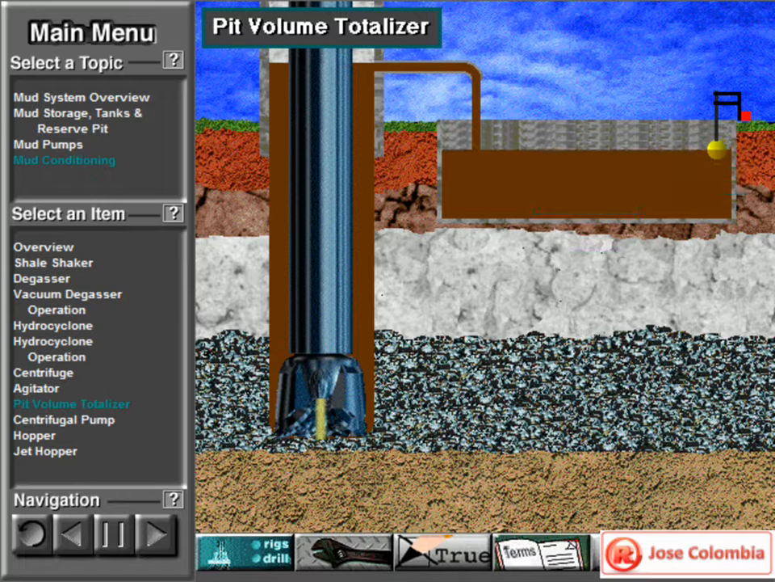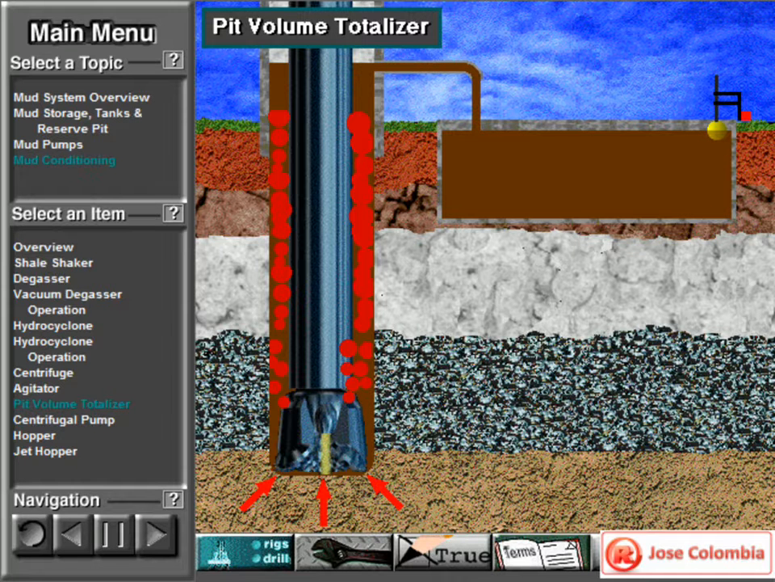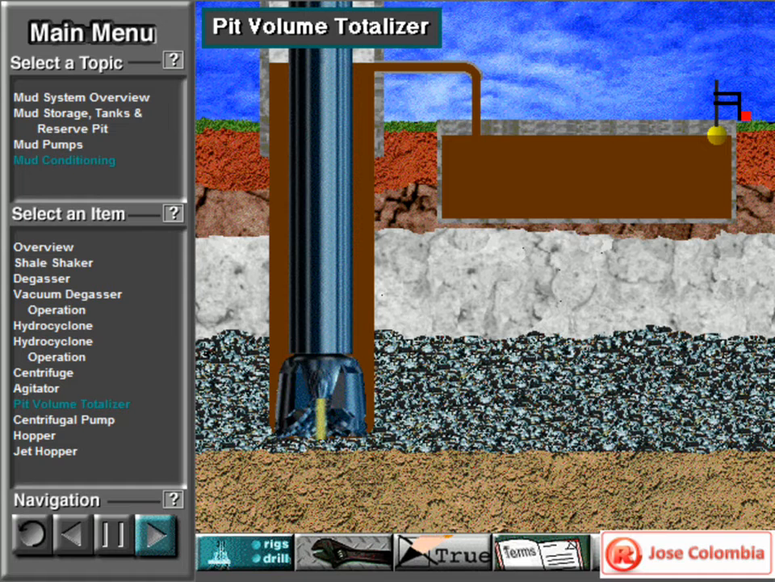Mud level in the tanks is vital information. If the mud level rises, it often means that the well has kicked. Formation fluids have entered the hole and forced mud out. The kick fluids replace mud in the hole and cause the mud level in the tanks to rise.